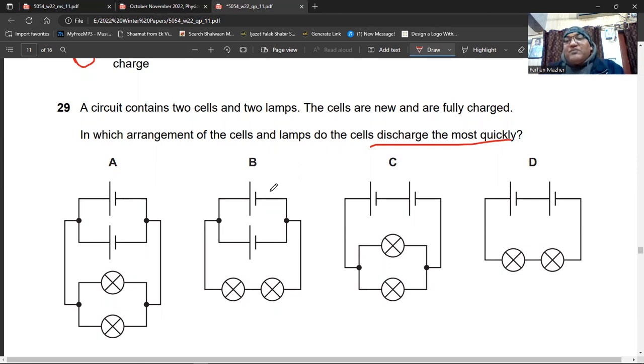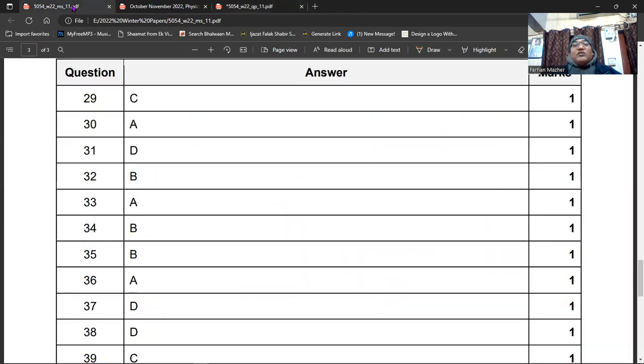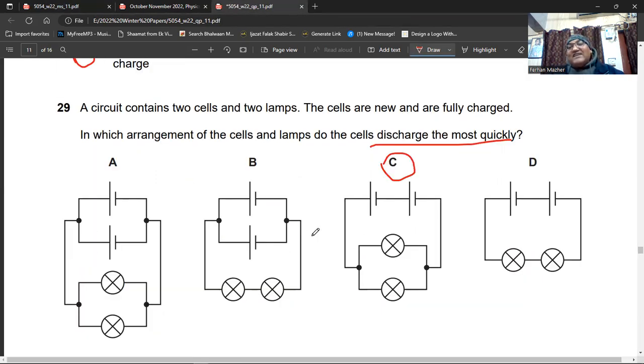When you connect the lamps in parallel to each other, you see what happens. The resistance of the whole circuit becomes low, and a large amount of current starts flowing from the cells. So when a large amount of current flows from the cells, they will be discharged very quickly. So I think the cells should be connected in series with each other, and the lamps should be connected parallel to each other. This will happen very quickly. Question number 29, I think C is the choice, and we have also taken the C choice.